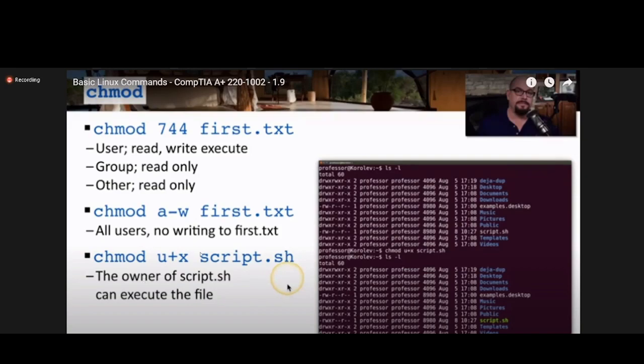So yesterday you have seen the 755. You can also use this command, chmod u+x. I want to give the user the execute permission, and then I can specify it for the file. Okay, is that clear? Yes, sir.